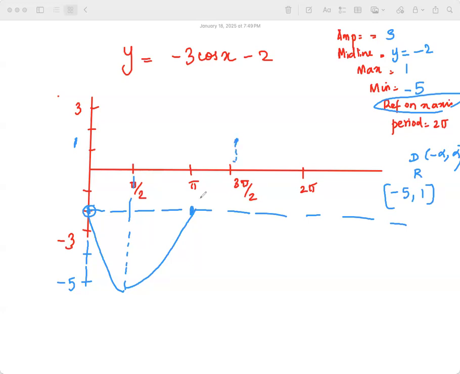So 1 is maximum, right? So it will go like this. Am I making sense? Then go here. Make sense? Does it make sense, guys? There are no asymptotes here, so I don't need to write that down.